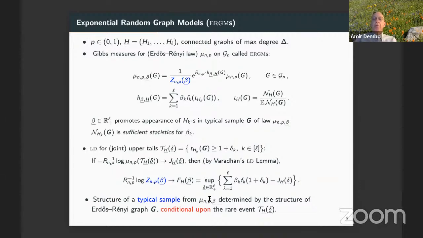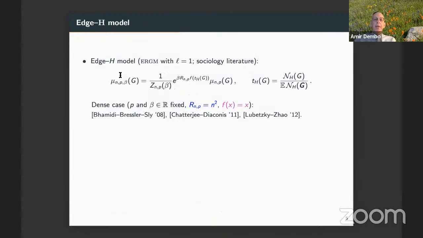So if you have a problem in application, in science, or in applied probability, in which the model is a Gibbs measure, then what was before large deviation is suddenly more interesting, because it's a typical behavior. That's our second motivation here. In particular, a simpler model is called the edge-H model. The edge-H model corresponds to taking L equal to 1.